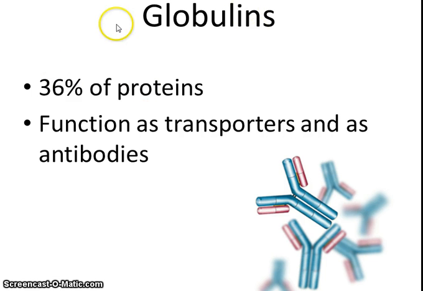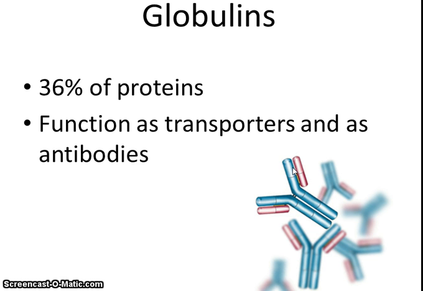Next most common type of protein is globulins. So these are these Y-shaped proteins. They function as transporters and antibodies. So as transporters, plasma, as we discussed, is mostly water. Most things dissolve in there and it's great.